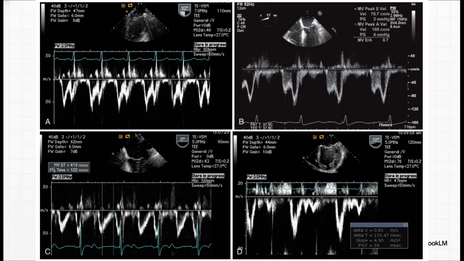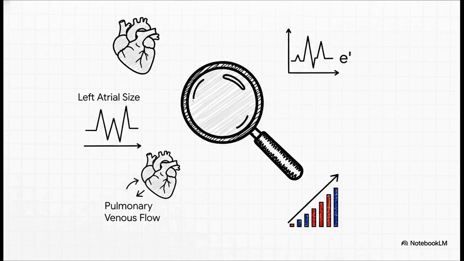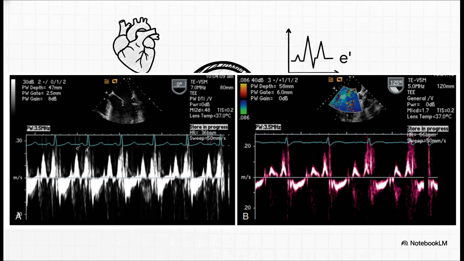After that, you can look at the pulmonary venous flow, color M mode, and most importantly, tissue Doppler, which measures E prime. That's the speed the mitral valve base moves, and it gives us a direct look at how well the muscle itself is relaxing.